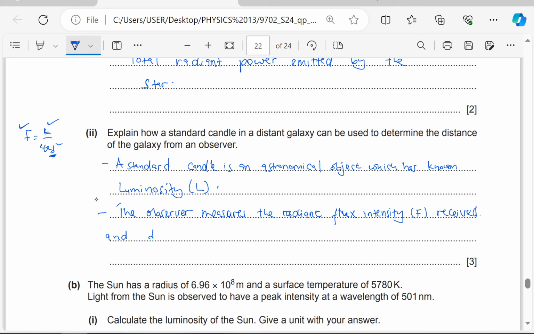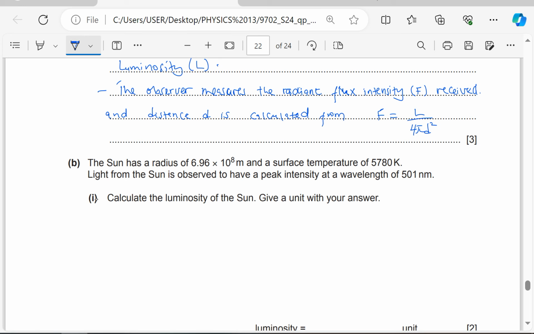and the distance, I want to put a d here, and the distance d is calculated from F equals L divided by 4 pi d squared. As simple as that.